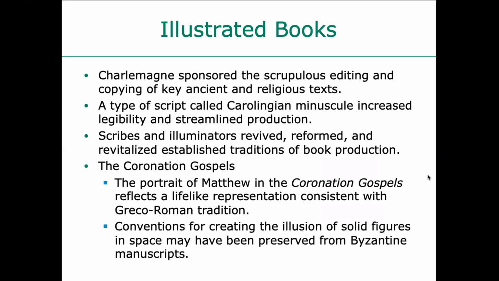Illustrated books. Charlemagne sponsored the scrupulous editing and copying of key ancient and religious texts. A type of script called Carolingian minuscule increased legibility and streamlined production. So this was a standard type of script that was created. Scribes and illuminators revived, reformed, and revitalized established traditions of book production.